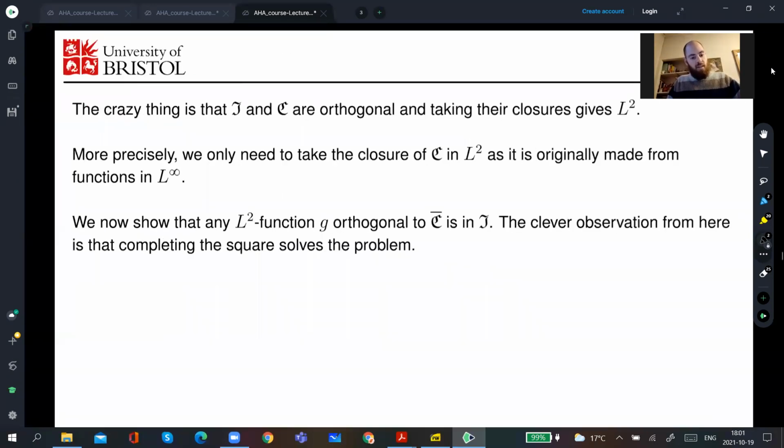Now, I've just done what seemed like two cooked up examples. The cool thing is, everything else can be decomposed into a combination of these two. In particular, this is saying that the invariant functions and the cocycles are orthogonal to each other, and taking the sum of their closures is all of L2. Clearly the invariant functions are a closed set inside L2. It's the cocycles that we have to take the closure of.